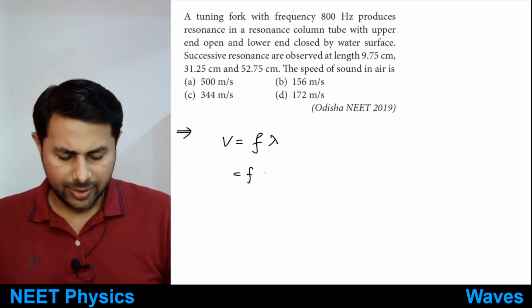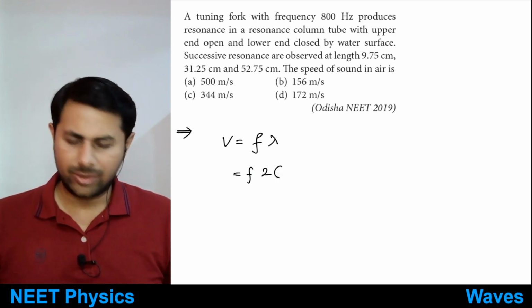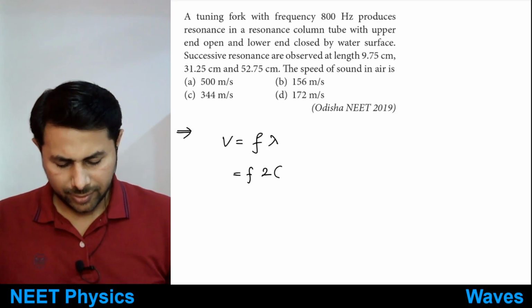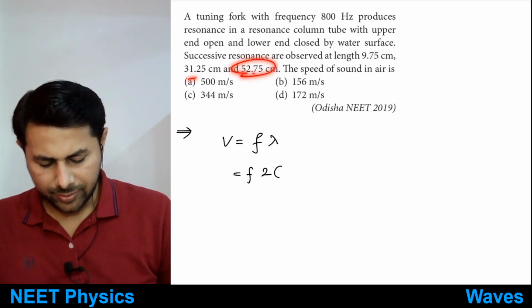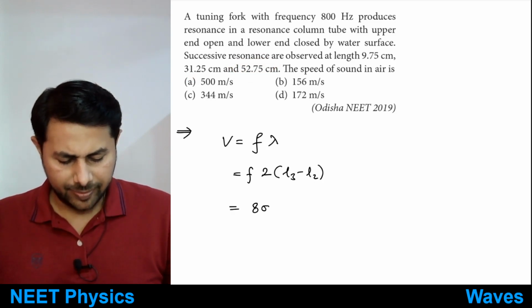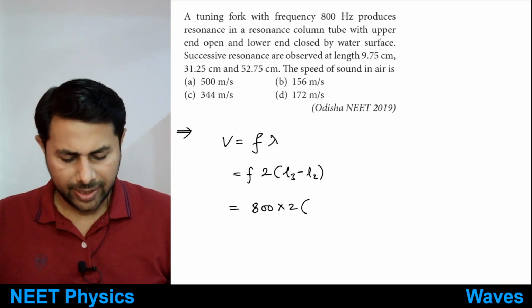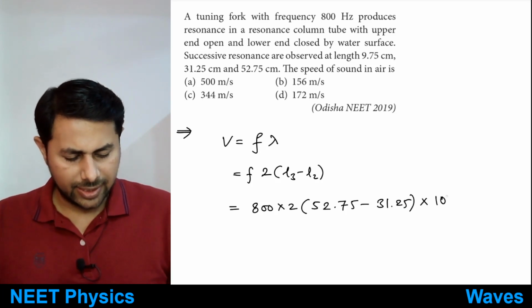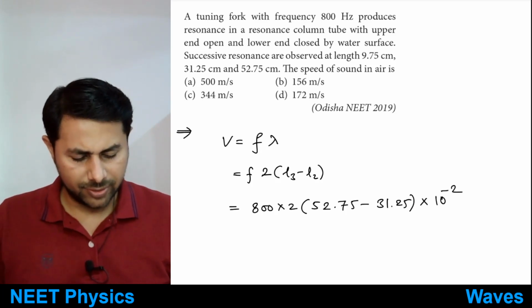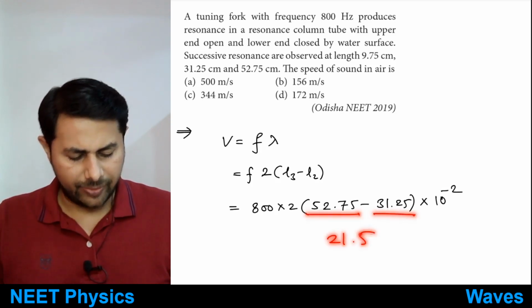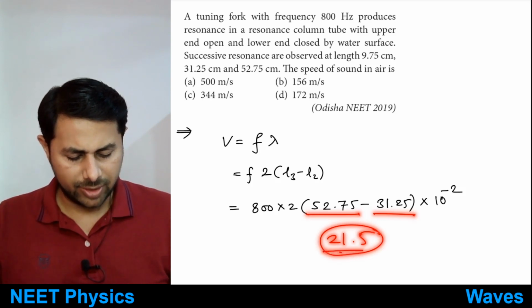And what is lambda? It is 2 times either L2 minus L1 or L3 minus L2. Okay, so let's take L3 minus L2. So what's that? Frequency is 800 times 2 multiplied by L3 is 52.75 minus L2 is 31.25, and that's in centimeter, converted to meter, so 10 raised to minus 2. So what's the difference? It's 21.5, right? The difference between them is 21.5.